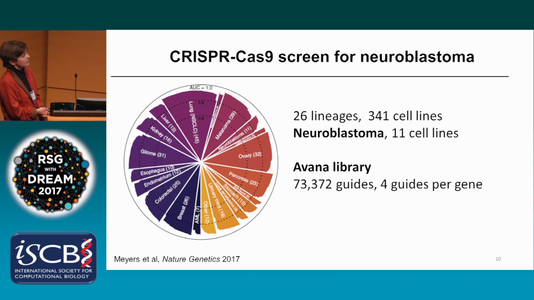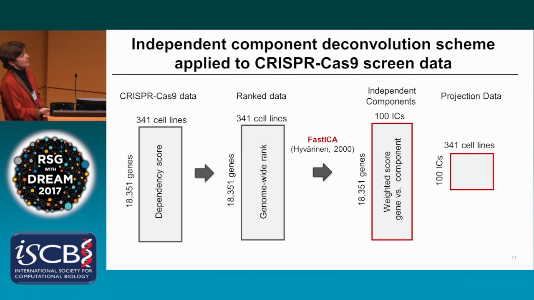And this data describes 26 lineages of 300 cell lines, out of which neuroblastoma is represented by 11 cell lines. And for this data, we employed independent component analysis. We applied a method called FastICA, and we identified the top 100 independent components.